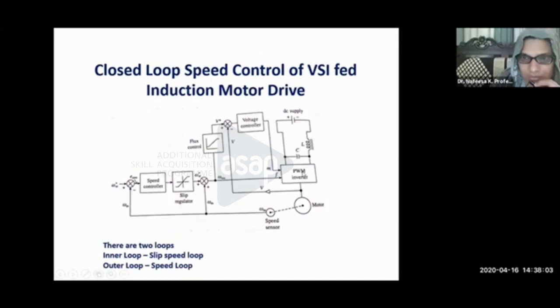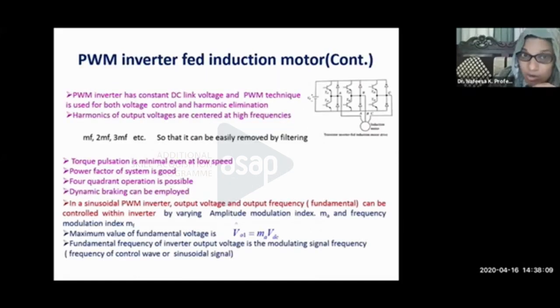Here we can see that the harmonics of the output voltage are centered at MF, the frequency modulation index: MF, 2MF, 3MF, etc. That means they are centered at high frequency regions, so these high frequency harmonics can be filtered easily. When comparing to the square wave inverters, torque pulsation is minimal in this case, the power factor is good, four-quadrant operation is possible, and dynamic braking can be employed.